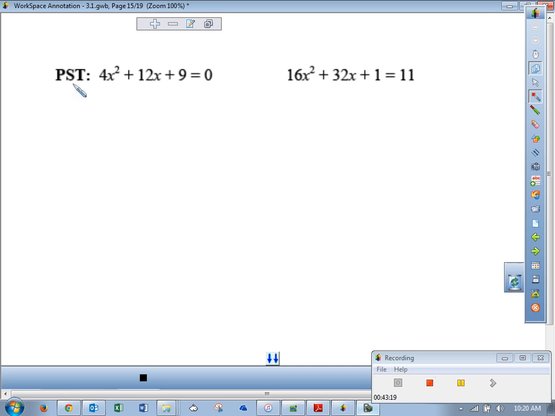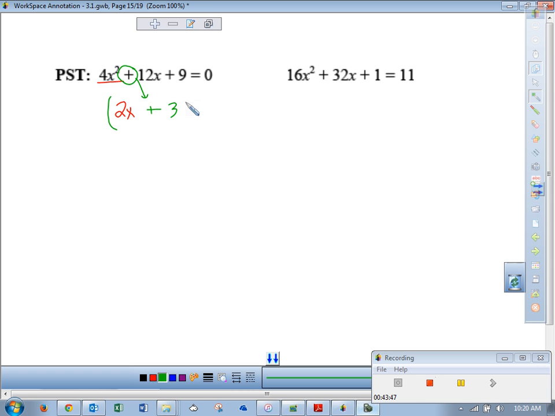Next one, perfect square trinomial. That's what PST stands for. The first term's a perfect square. Would you agree? Bring down its square root right here: 2x. Isn't that the square root of 4x squared? Is the last term a perfect square? 9? You bet. What's the square root of 9? 3. But don't put a sign yet. You need to bring down this guy's sign. Whatever sign that is goes right here. That factors into that entire quantity squared.